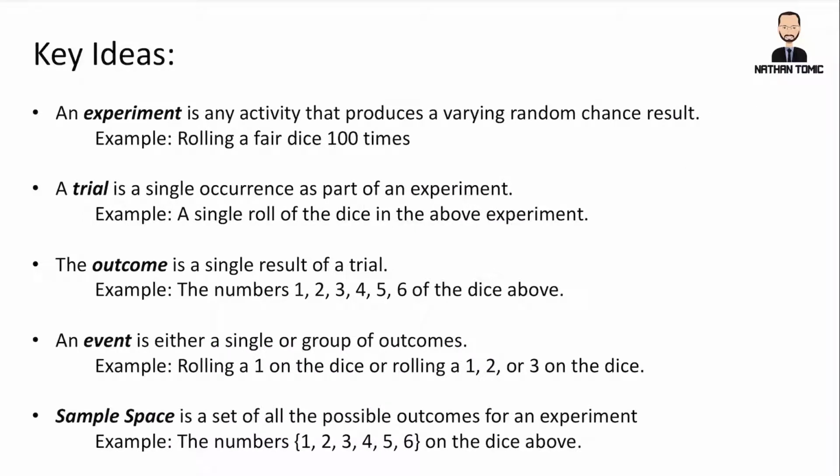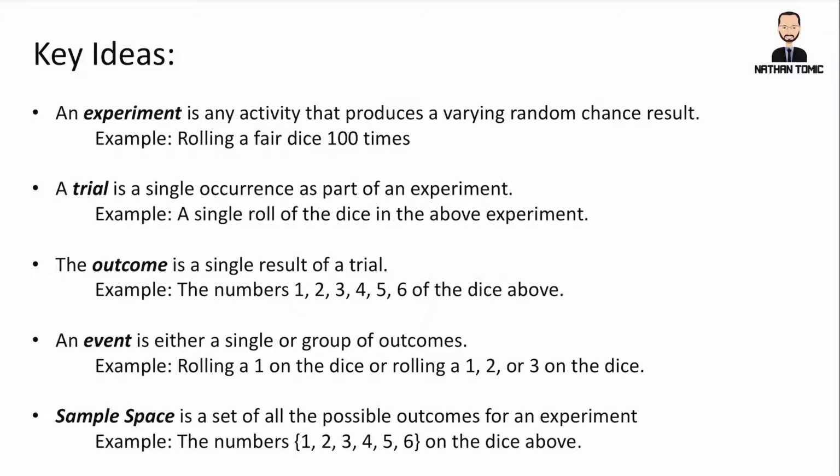The term experiment is an activity that produces a varying random chance result. So for example, an experiment might be when we roll a fair dice 100 times. A trial is the single occurrence of a part of an experiment. So an example of that might be the single roll of the dice from the experiment above. The outcome is a single result of a particular trial. So the example here might be the numbers 1, 2, 3, 4, 5, and 6 of the dice above. Each of those is a possible outcome.